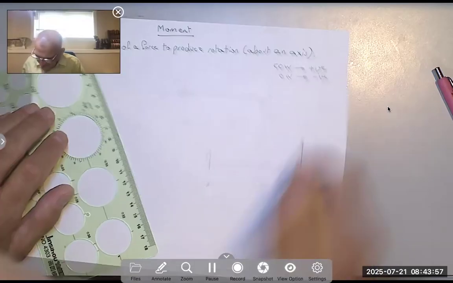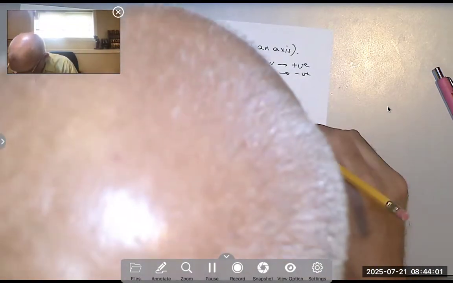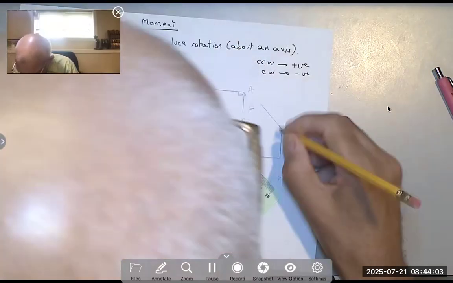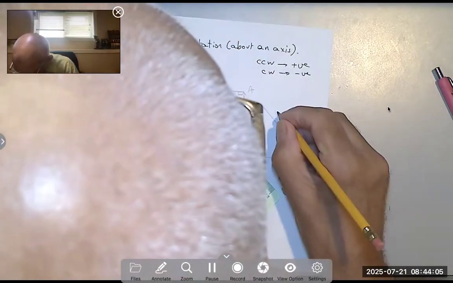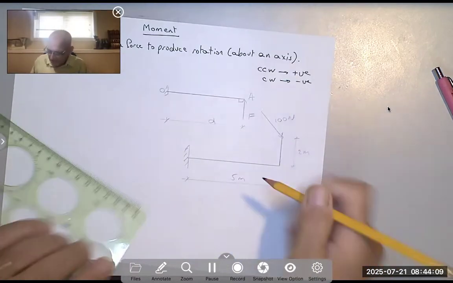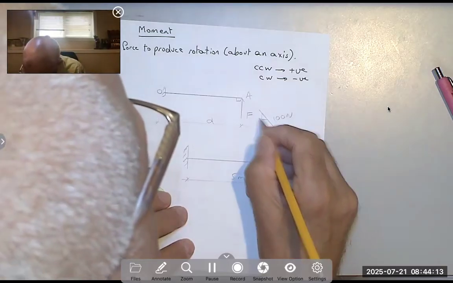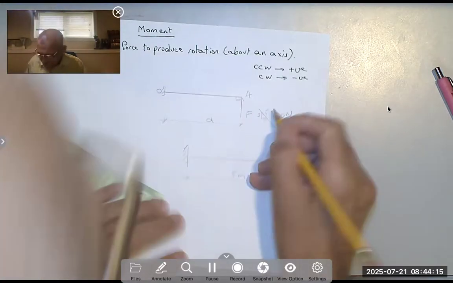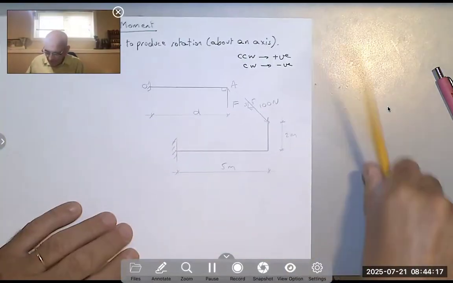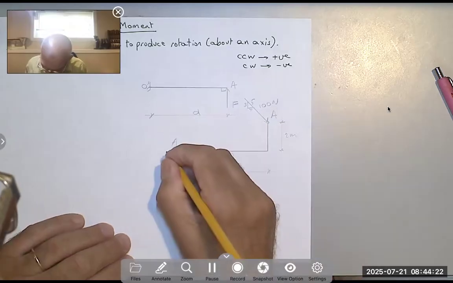And here I have a force of magnitude, let's say 100 Newton. And it's not along the line. So let's say this is 3, 4, 5. And I want to find the moment about O.